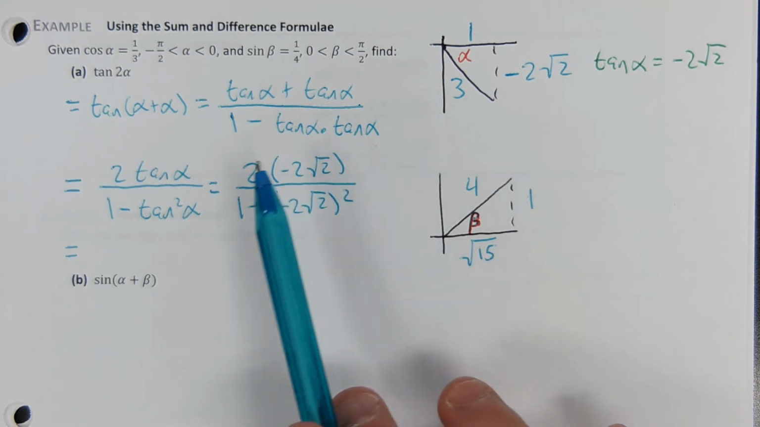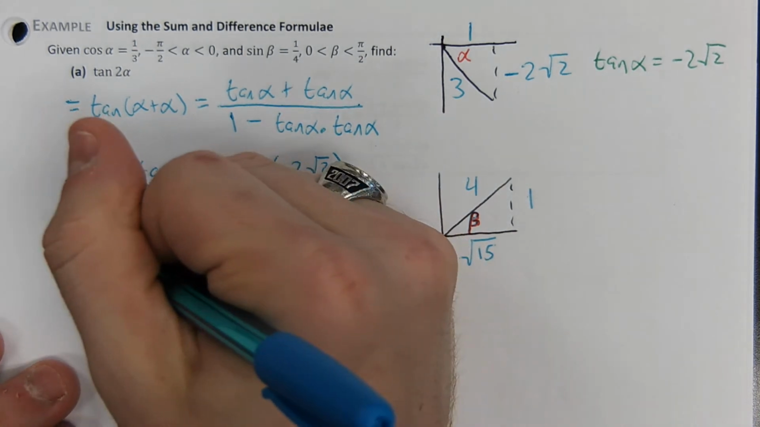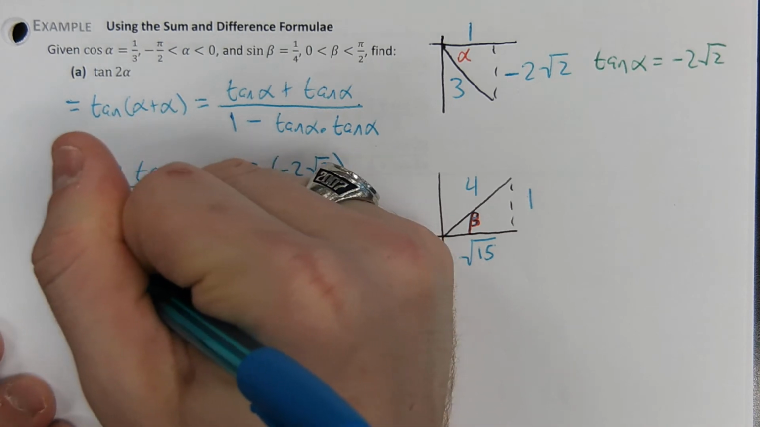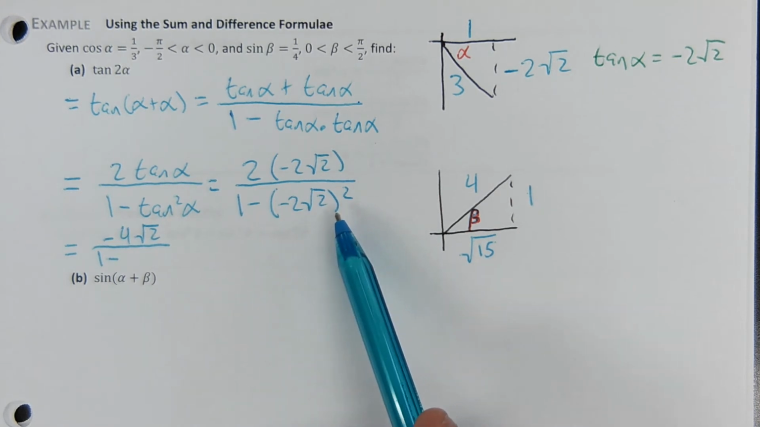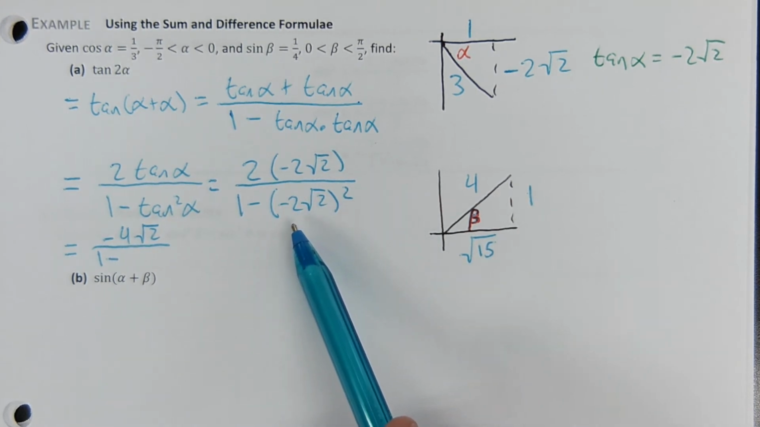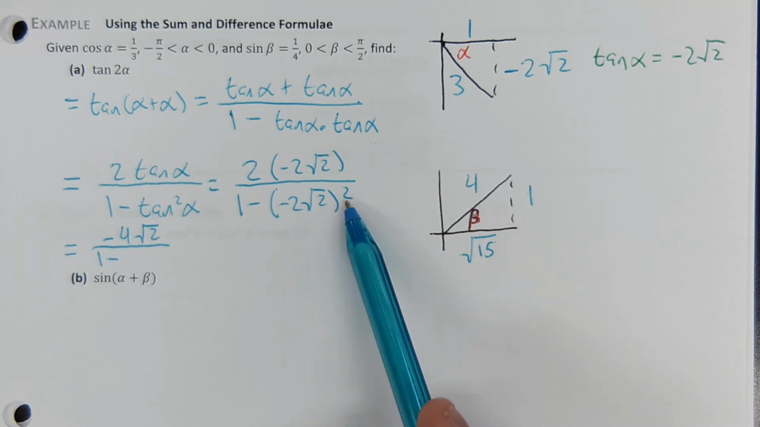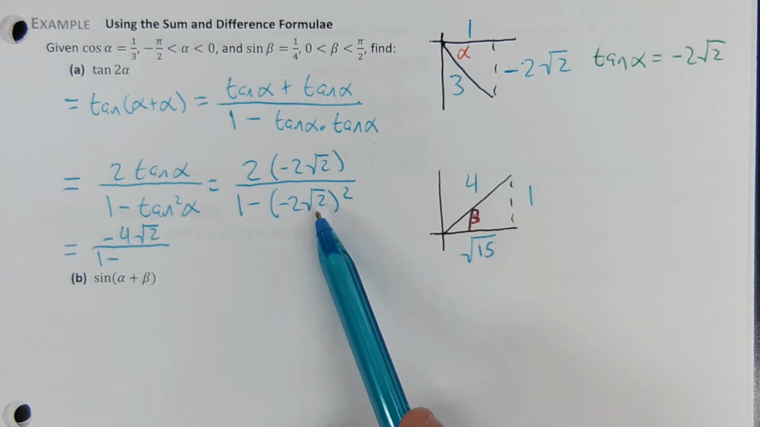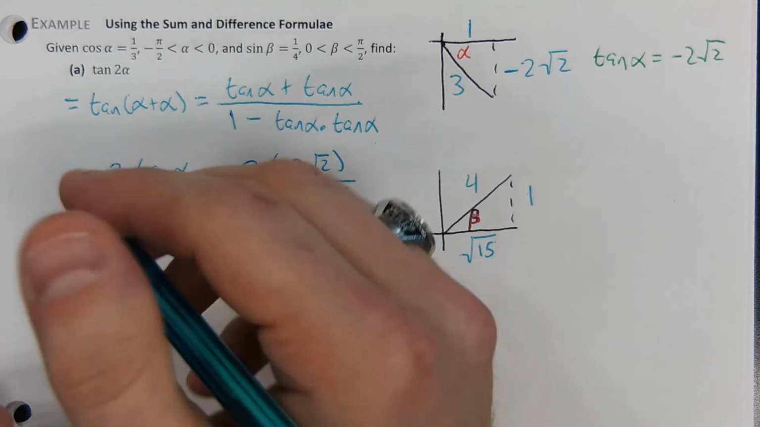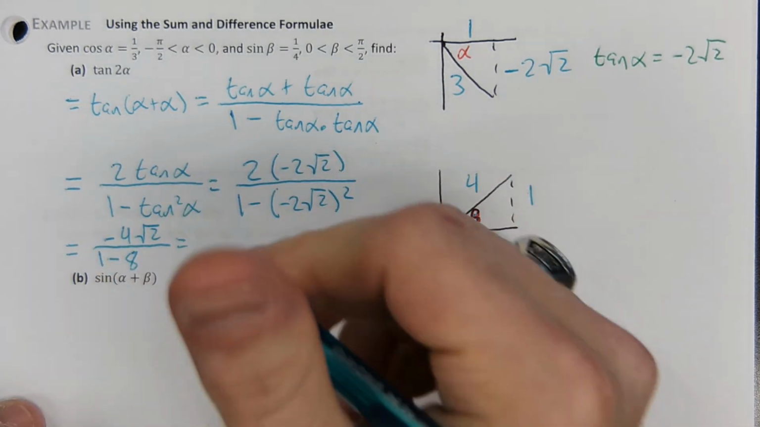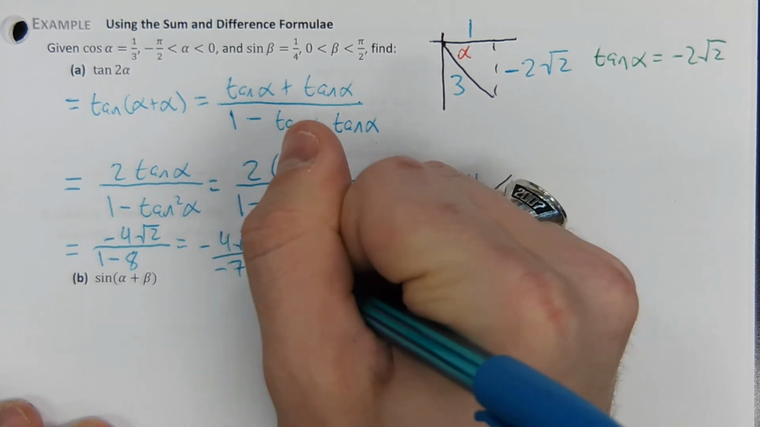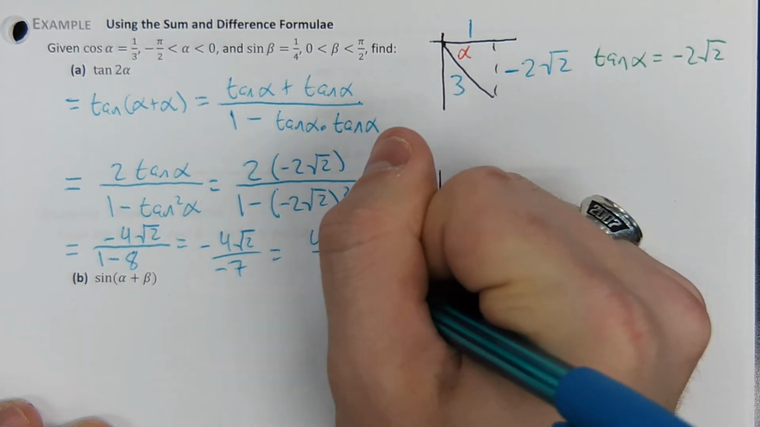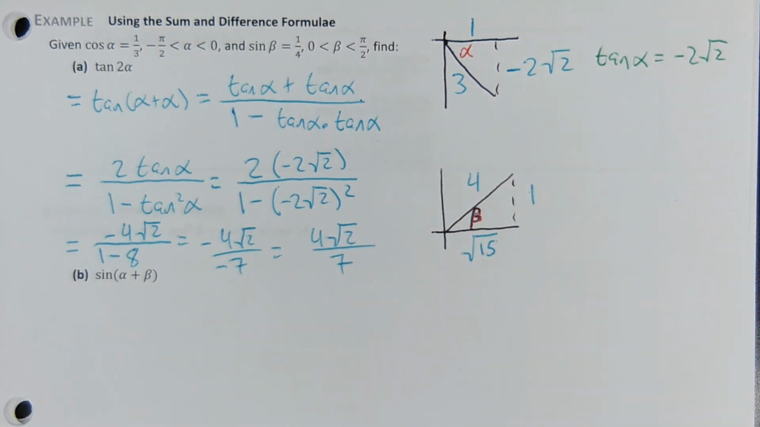On the top, you're going to have negative 4 root 2. And on the bottom, the 1, the minus. Okay, let's see. You're going to be squaring the negative 2, which is 4, and squaring the root 2, which is 2. So it's 8. That gives me negative 4 root 2 over negative 7, which is 4 root 2 over 7. Neato mosquito.